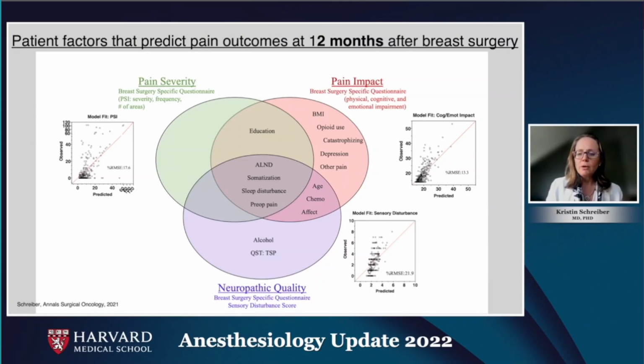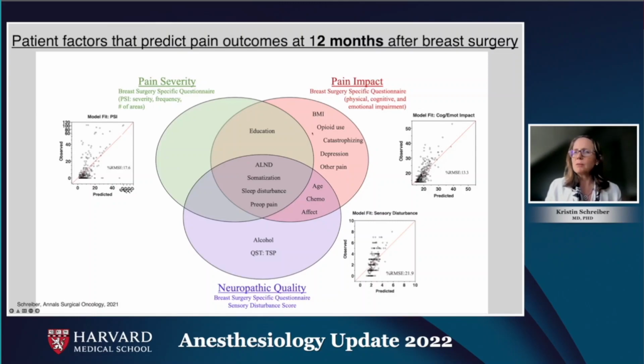So essentially, predictors that are common to all three types of outcomes include one surgical variable, axillary lymph node dissection; somatization, that is the tendency to pay attention to physical stimuli and be disturbed by them; interestingly, sleep disturbance at baseline, even before their surgery; and having any preoperative pain. So those are really consistent predictors.